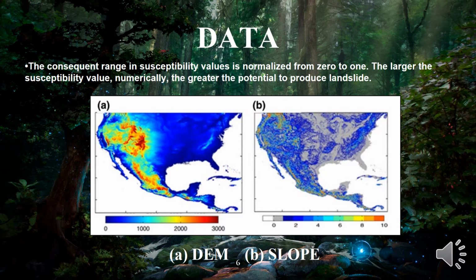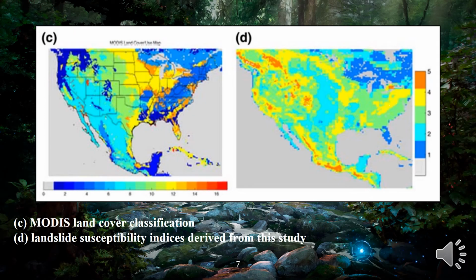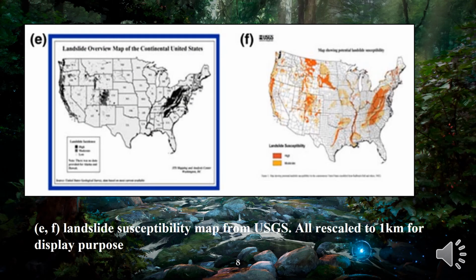For the data, the consequent range in susceptibility value is normalized from 0 to 1. The larger the susceptibility value, numerically, the greater the potential to produce landslide. So picture A is the data of DEM, while B is the data of slope. C is the modest land cover classification, while D, landslide susceptibility indices derived from this study. E and F is a landslide susceptibility map from USGS, and all of that is rescaled to 1 kilometer for display purposes.